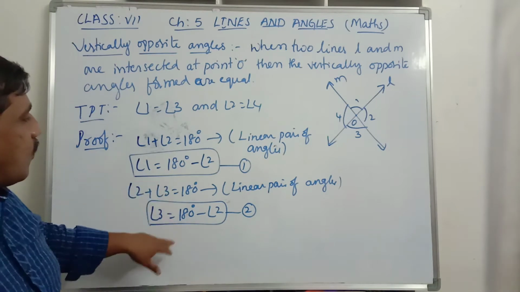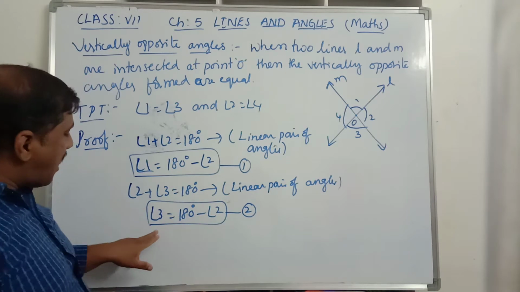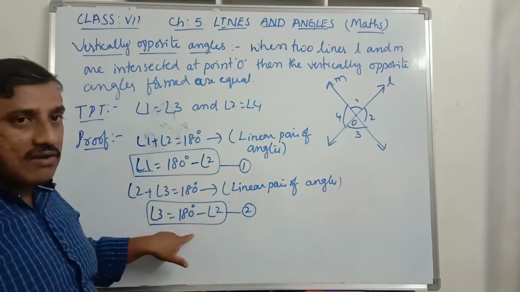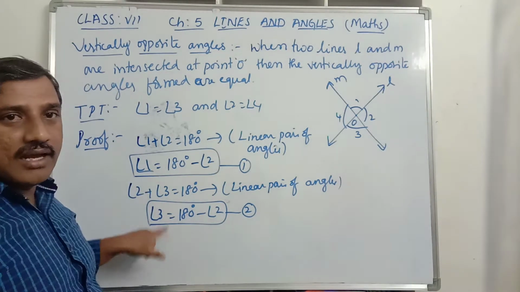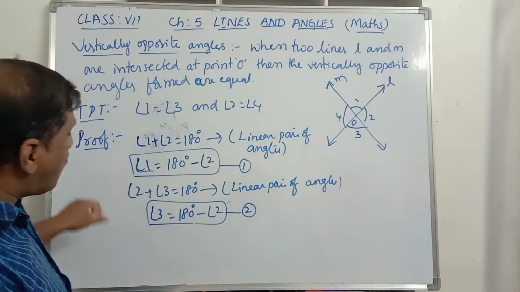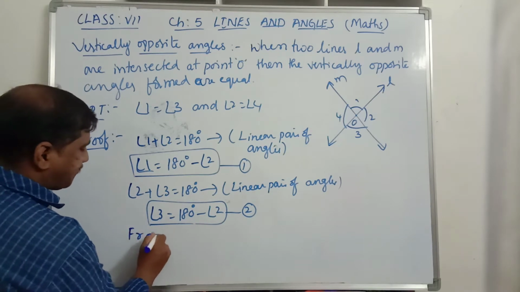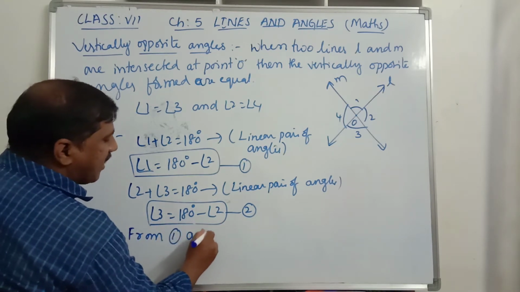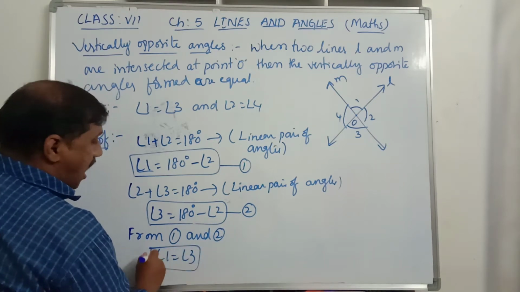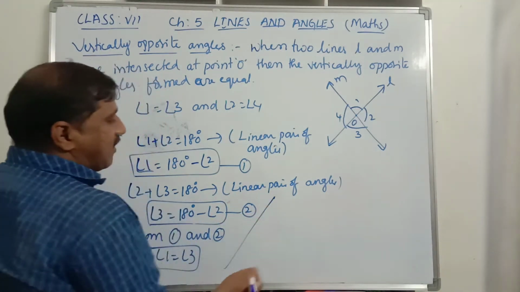Now observe 1 and 2 here. Angle 1 is equal to 180 minus angle 2, and angle 3 is equal to 180 minus angle 2. That is, the RHS are equal but the LHS are different, angle 1 and angle 3. Since the RHS are equal, their LHS will also be equal. Therefore, from 1 and 2, angle 1 is equal to angle 3. That is, one pair of vertically opposite angles are equal.